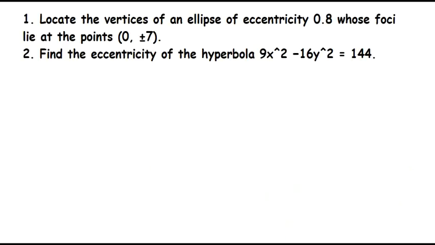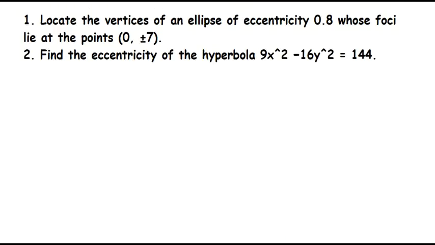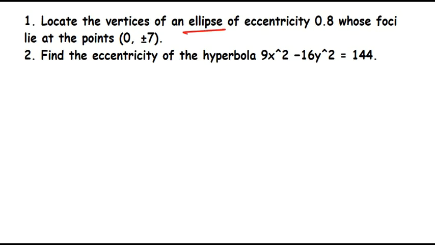Now I've got 3 more questions that I want you to try out. Question 1, we're told locate the vertices of an ellipse of eccentricity 0.8 whose foci lie at the points 0, plus or minus 7. So it's very easy to handle these questions if you know the shapes they're discussing. An ellipse.